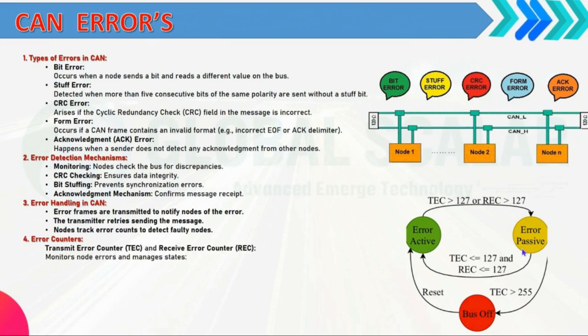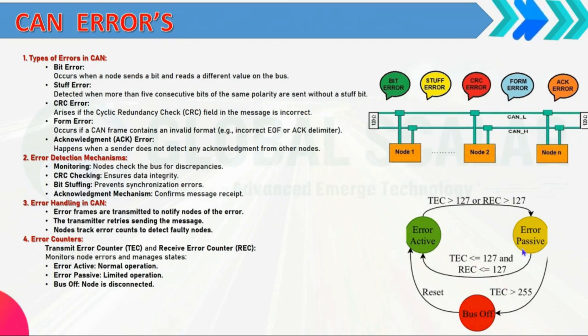And the error counters are transmitted here. We have the transmitter error counter and the receiver error counter. Whatever messages we transfer from the transmitter, it will be the transmitter error counter, and whichever node receives the data from the transmitter, it will be the receiver error counter. The error counter measures the number of bits of data transferred. Error active is normal operation, error passive is limited operation, and bus-off is where the node will be disconnected from the bus.